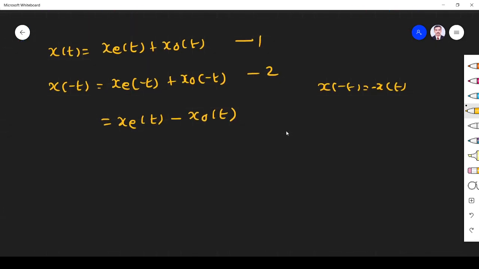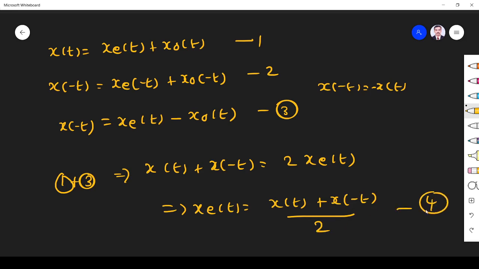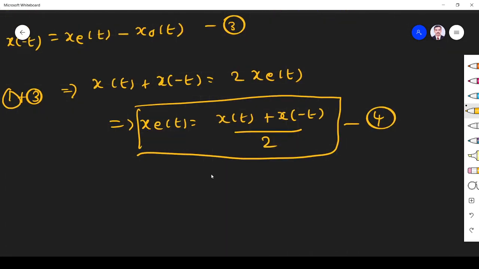So x o of minus t is equal to minus x o of t. So you see, this is equation number 3. This is x of minus t. Then you add 1 plus 3. If you add 1 plus 3, what will happen? X of t plus x of minus t is equal to 2 x e of t. This implies x e of t is equal to x of t plus x of minus t, divided by 2. Very, very important equation. So the even component of the signal can be obtained by taking the average of x of t plus x of minus t, right?